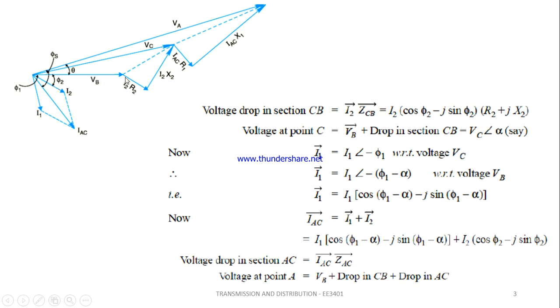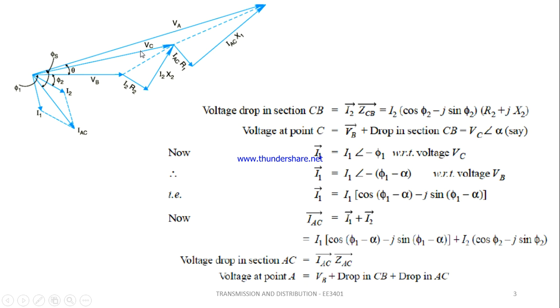Next, we have resistance and inductance. The resistance drop I2R2 has to be drawn in phase with I2, and from it at 90 degrees we draw I2X2. Now we add this section. What we get is the voltage at point C. So now we have got VC.